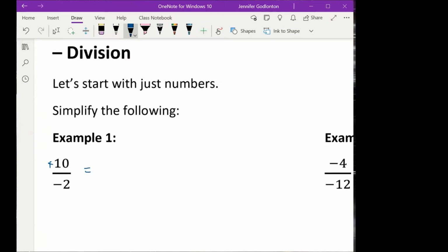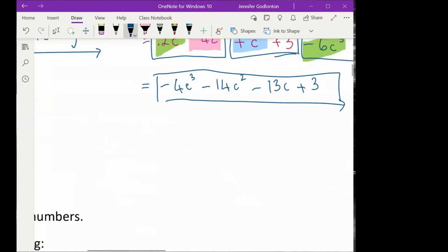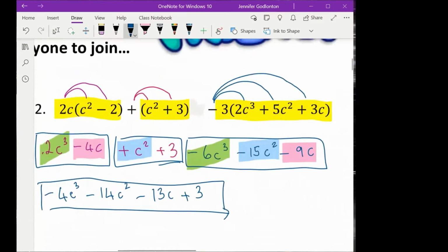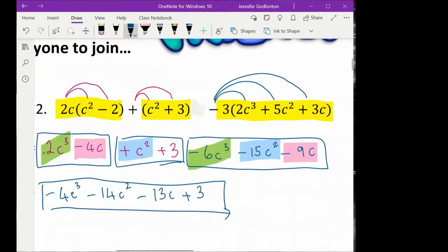Ma'am, I want to ask something. Why, ma'am, don't we add the exponents when we add like terms?